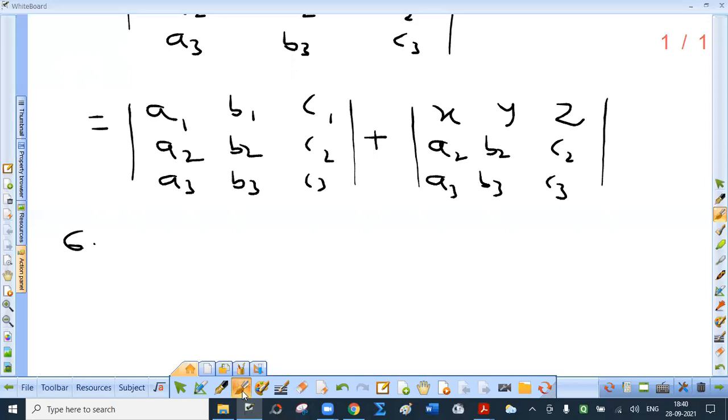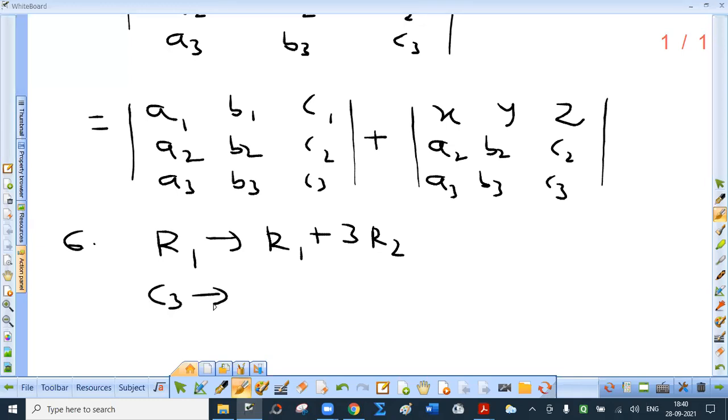If to the elements in any row are added the same multiples of corresponding elements of any other row or rows, value of the determinant remains the same. For example, if to the elements in any row, say R1, are added what? Same multiples of corresponding elements of any other row or rows, value remains the same. For any determinant, if I say R1 changes to R1 plus 3R2, this transformation is allowed because value of the determinant does not change.